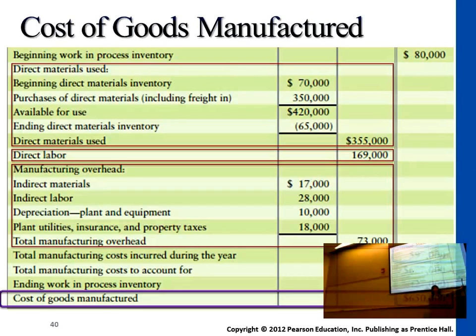$650,000. So we subtract ending work in process, which will be $27,000, and at the end, we should be able to get cost of goods manufactured, $650,000. So these are the goods that are finished, ready for customer.